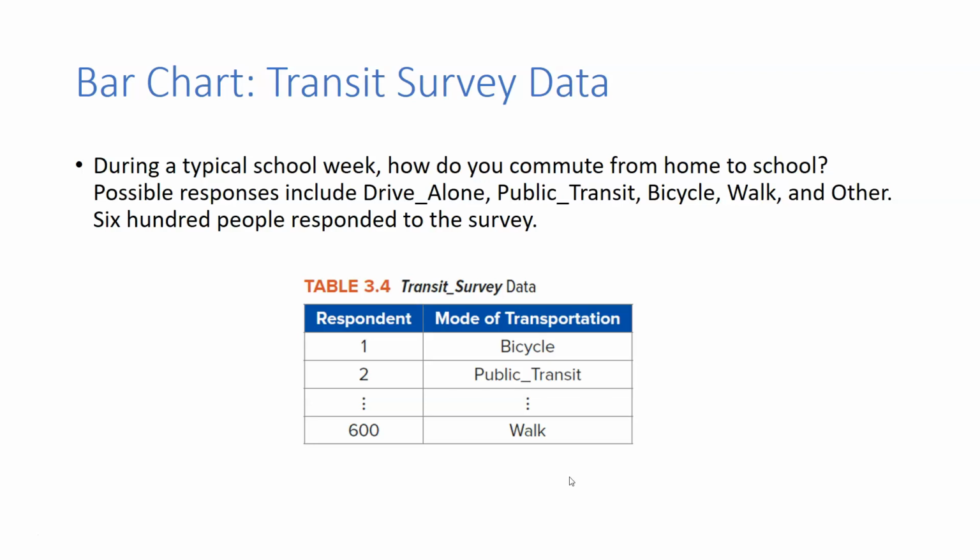The question that we are trying to explore in this example is, during a typical school week, how do you commute from home to school? Possible responses include drive alone, public transportation, bicycle, walk, and other. 600 people responded to the survey. So let's see how we can visualize this data set using the bar chart in R.